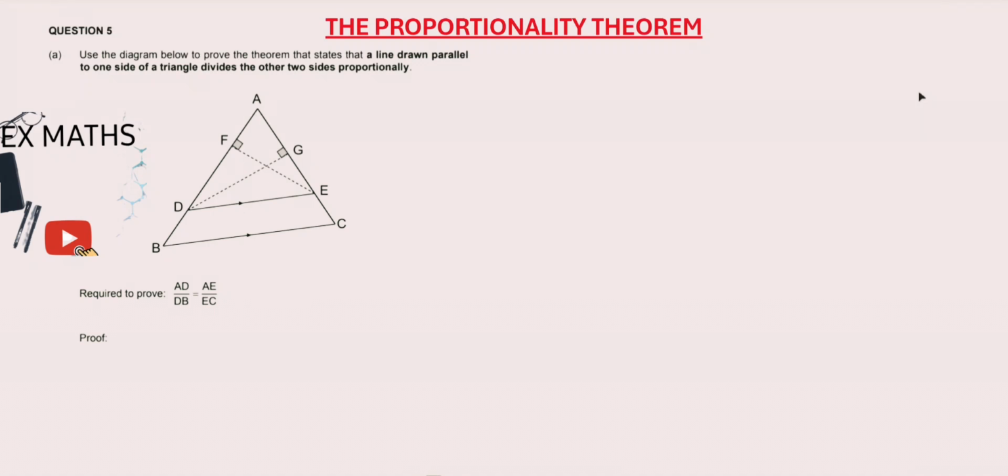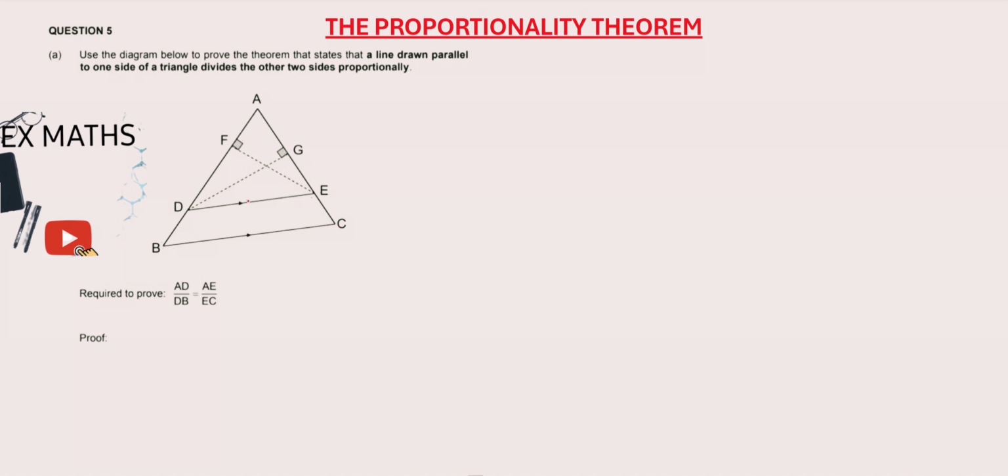Hello guys, in this video we are given a proportionality theorem question which reads: use the diagram below to prove the theorem that states that a line drawn parallel to one side of a triangle divides the other two sides proportionally. So the required proof that we need to show is this one: AD over DB is equal to AE over EC. So to prove the proportionality theorem, you need to do some constructions.